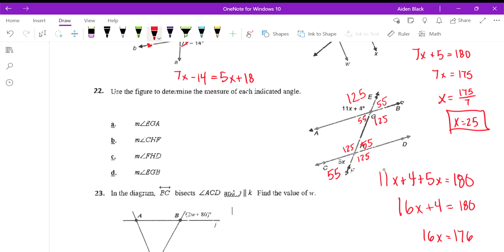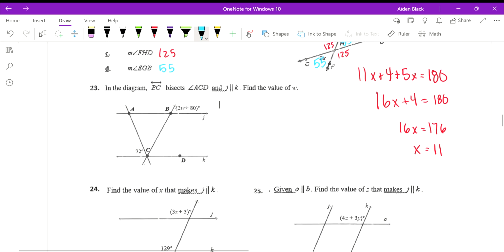Can you see it? Let's make these blue. Okay. So, it's probably the easiest way to do it. Then you can just name them after this. This is 125. CHF, that's 55. FHD is 125. EGB, 55. Okay.